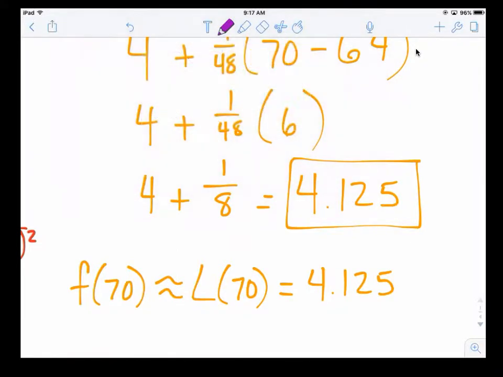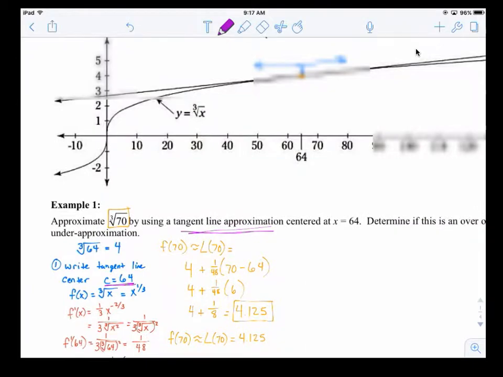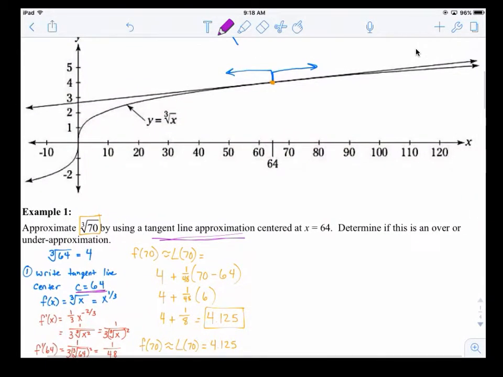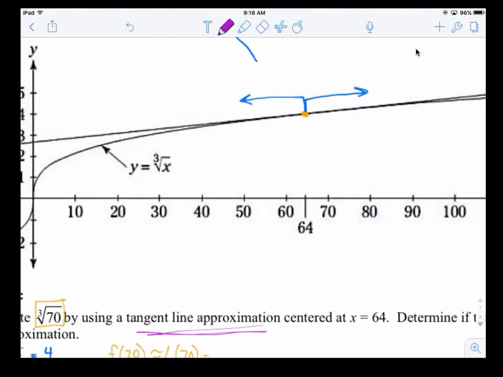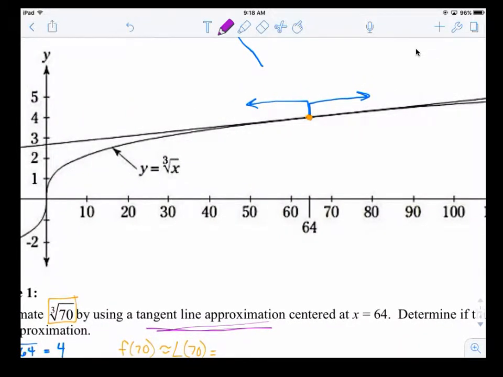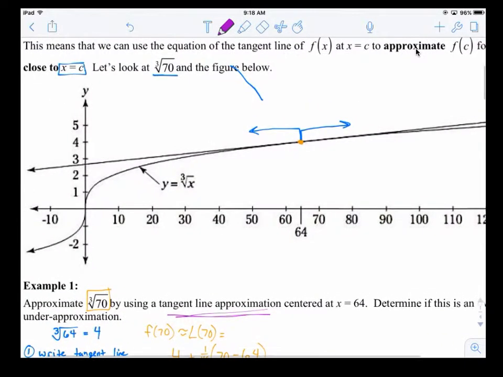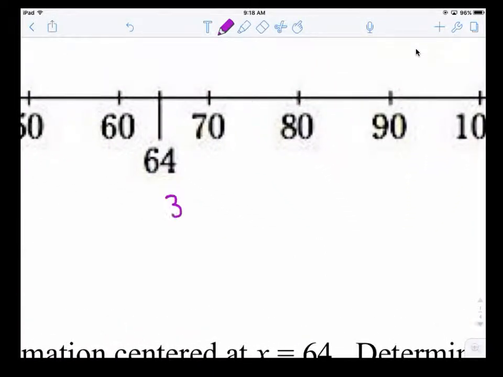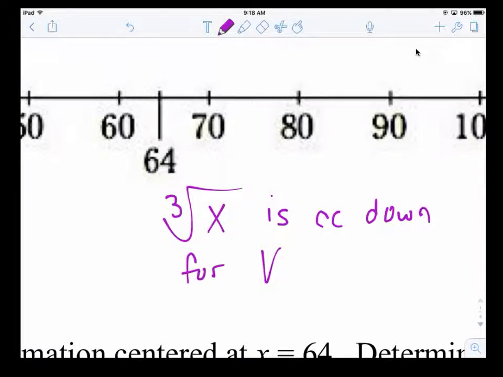Now the second question is: is this an over or an under approximation? This is where you need to look at what the graph is going to look like. So if I'm looking at the cube root of x, what's the concavity of that graph for x values greater than 0? Concave down, right? So cube root of x is concave down for all x greater than 0.